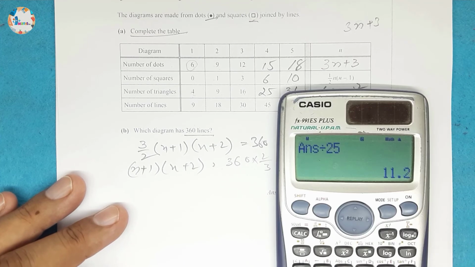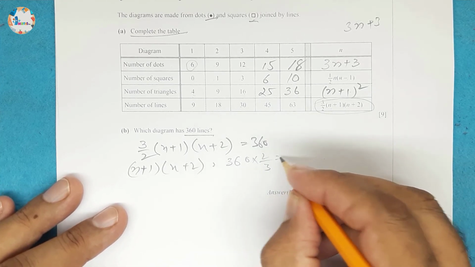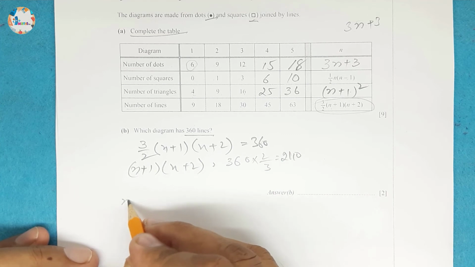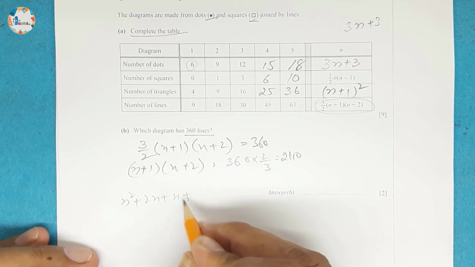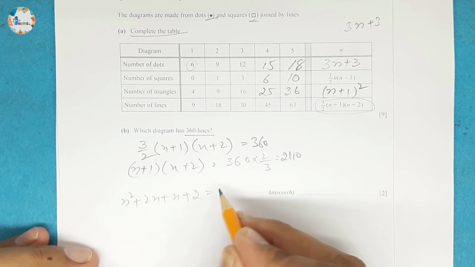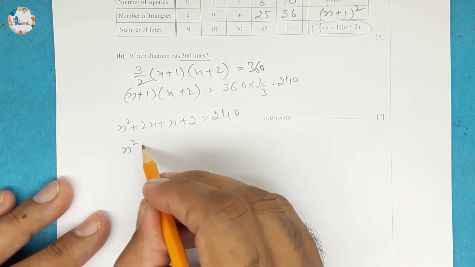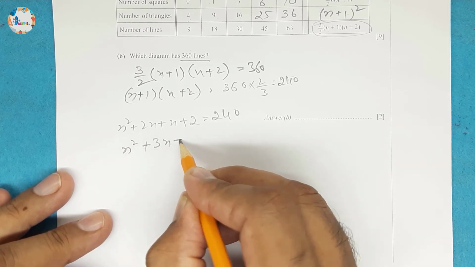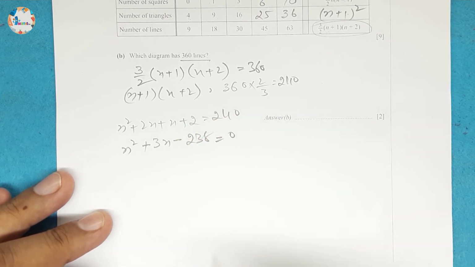So 360 multiplied by 2 over 3 results in 240. So this is equal to 240. Now this one we can multiply. This will be n squared plus 2n plus n plus 1, times 2, is equal to 240. And further we write n squared plus 3n minus 238, if we shift to this side, equal to 0.